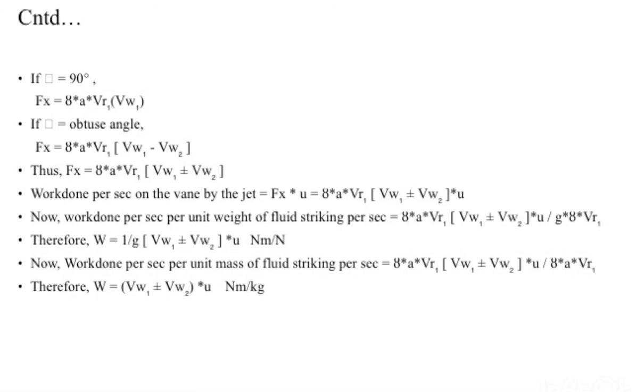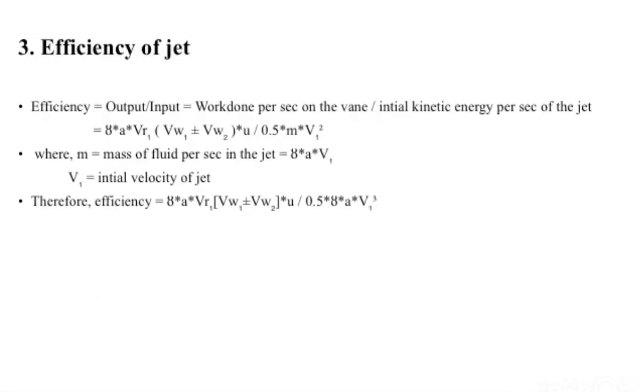Now again, work done per second per unit mass of fluid striking per second. If you have to find this, again whatever work done we have found above for the weight of fluid, divided by the mass of fluid striking per second. The mass of fluid is given as rho into area into VR1. So therefore you will get W equal to, in the bracket, VW1 plus or minus VW2 into U, in Newton meter per kg. This is for the work done. Now this is all about the velocity triangles.